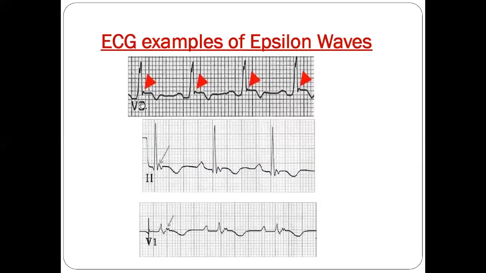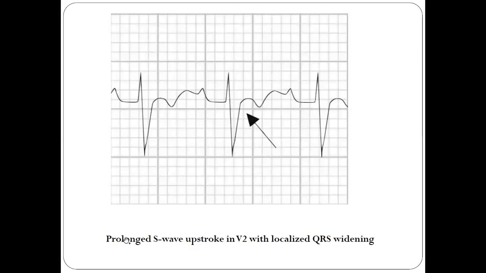So you can see ECG examples here. The pattern can be seen as an epsilon wave here, and this is again an extra wave. You can see this is an epsilon wave. This is again an epsilon wave here. And as already said, there is a prolonged S wave upstroke in V2 with a localized QRS widening. You can see here.